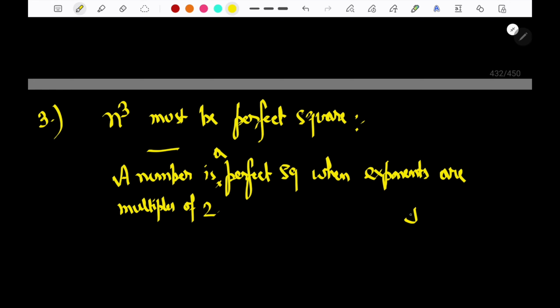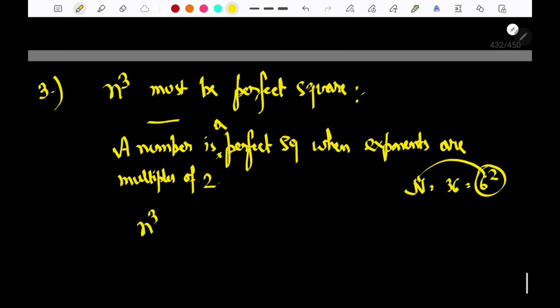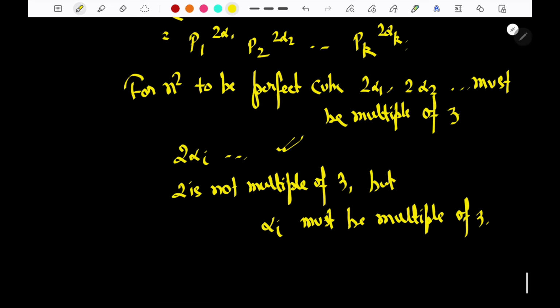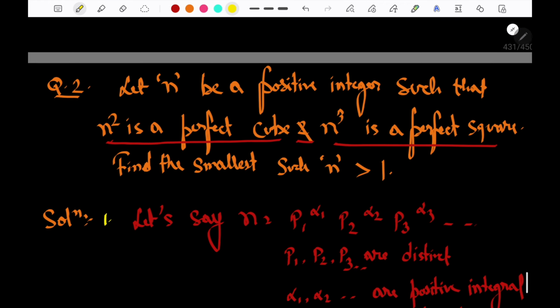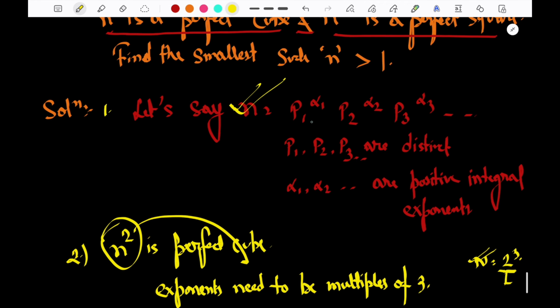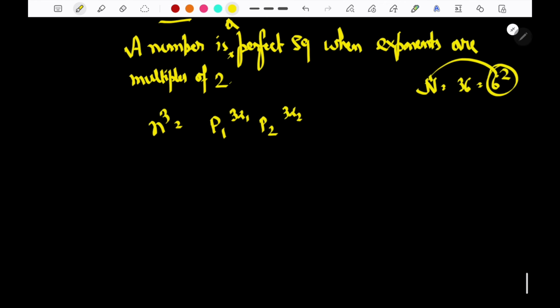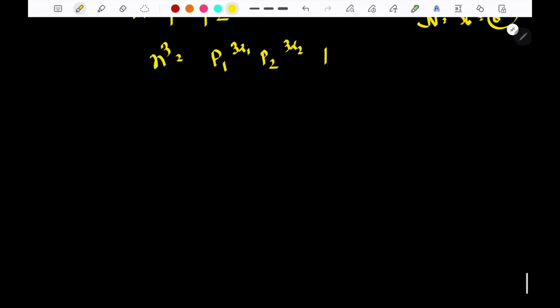For example, n is equal to 36, say. So this will be 6 square. So this is perfect, it means the power must be a multiple of 2. Now n cube can be written as p1 to the power 3 alpha 1, p2 to the power 3 alpha 2. Why am I cubing this? I am cubing the original n. If I cube it, the power of 3 will multiply each exponent. So p3 to the power 3 alpha 3, and this goes on.